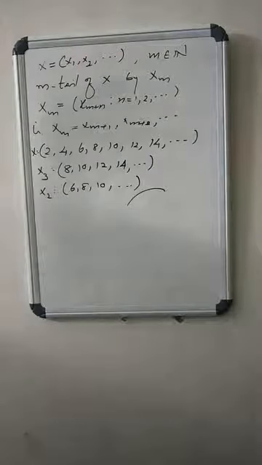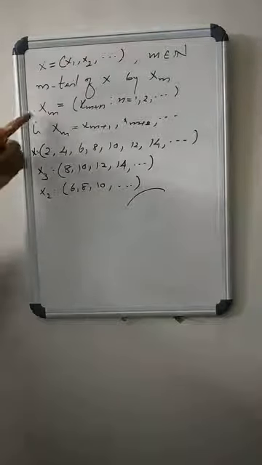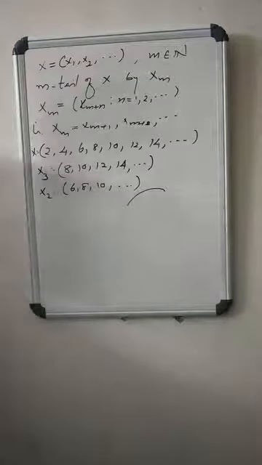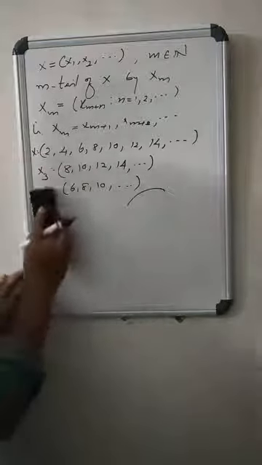So this is the m-tail of a sequence. If x equals the sequence xn is a sequence of real numbers and m is any natural number, then the m-tail of the sequence x is denoted by xm and is given by the sequence x(m+n), that is x(m+1), x(m+2), etc.